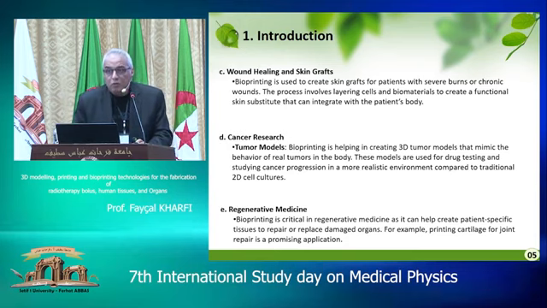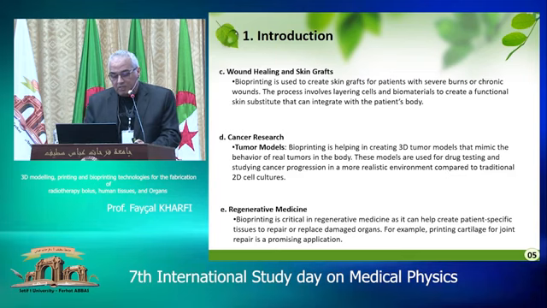It can also be used for regenerative medicine. Here, bioprinting is critical in regenerative medicine as it can help to create patient-specific tissue to repair or replace damaged organs. For example, printing cartilage for joint repair is a promising application.